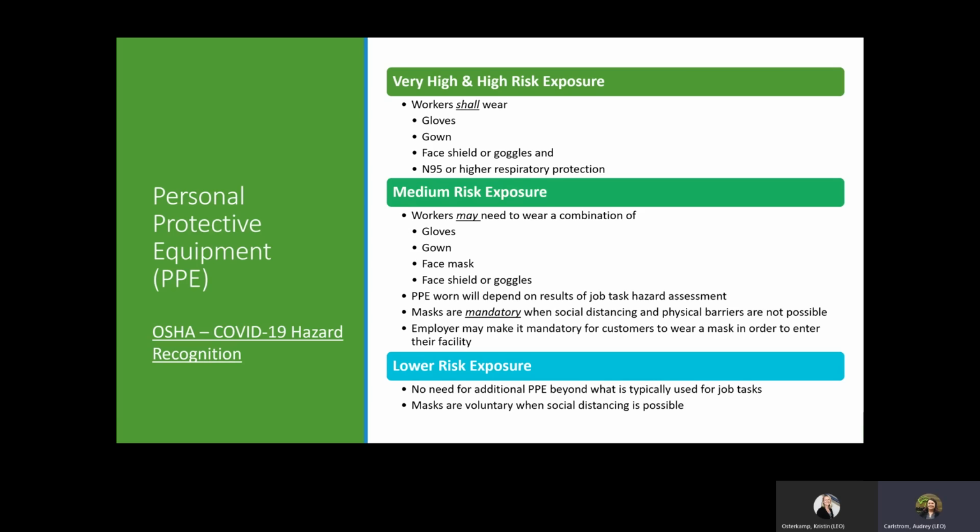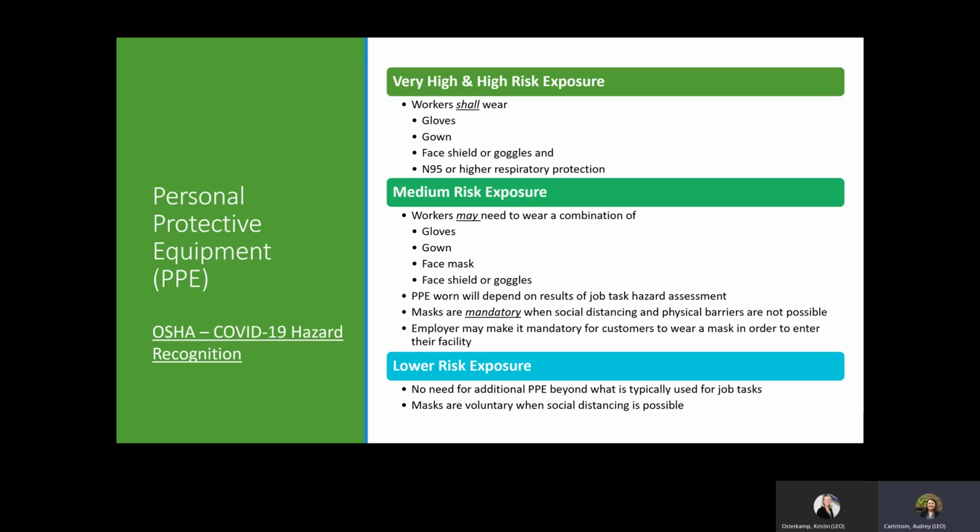After considering engineering and administrative controls, we then turn to selecting PPE. Employers will decide what PPE is required based on the identified exposure risk level. The higher the risk, the higher the level of PPE will be required. Healthcare, emergency responders, and correction or police officers typically are in the very high and high risk groups.